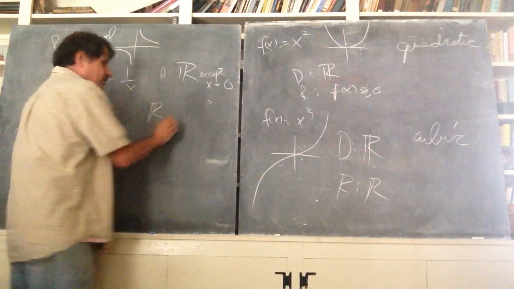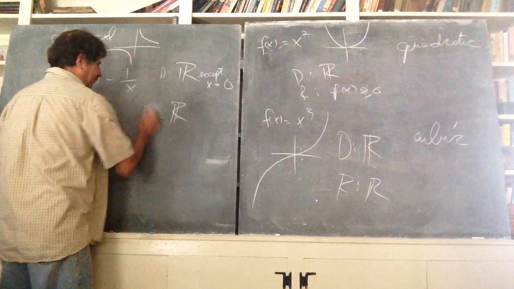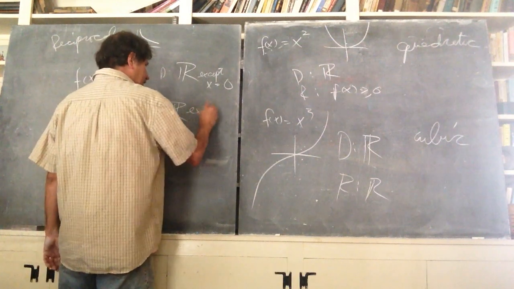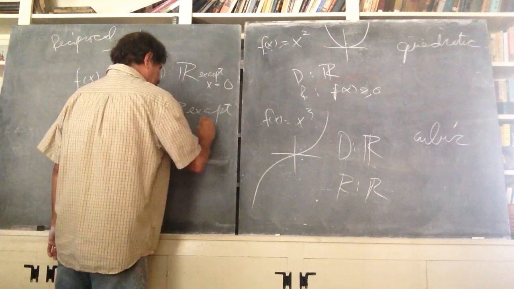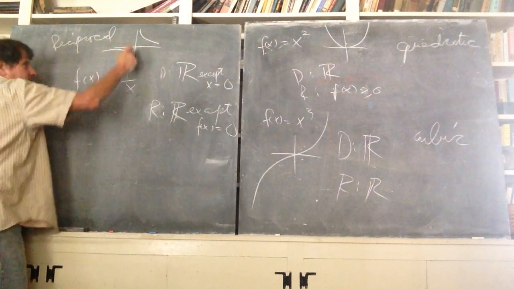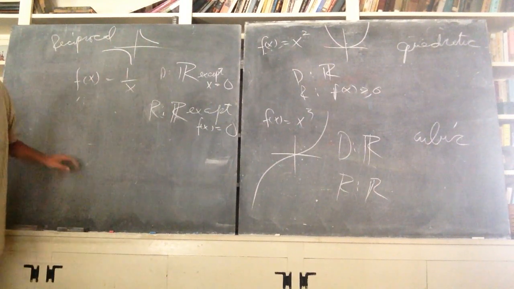The range, it turns out, when you put all those things in, is also all the reals except f of x equals 0. It'll never hit this line, it'll never hit that line. That's all we're saying.